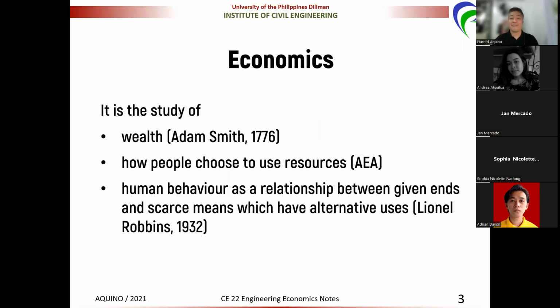Let's begin by defining what economics is. One of the prime movers of the field of economics, Adam Smith, defined economics as a study of wealth in 1776. Economics, as defined by the AEA, or the American Economics Association, is the study of how people choose to use resources. Taking that a bit further, it is a study of human behavior as a relationship between given ends and scarce means which have alternative uses. This is the definition by Lionel Robbins.